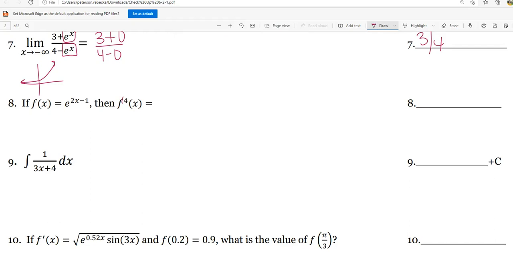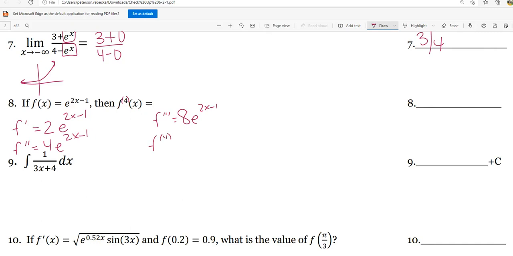Question 8. So if this is our function, then we want to find f, and then in parentheses we have this 4 of x, and that means the fourth derivative. Okay, so the first derivative, we need chain rule, it'll be 2e to the 2x minus 1. The second derivative will be 2 times 2e to the 2x minus 1, so 4e to the 2x minus 1. The third derivative, multiply again, chain rule, 8.